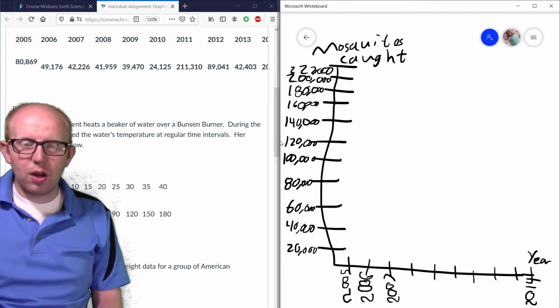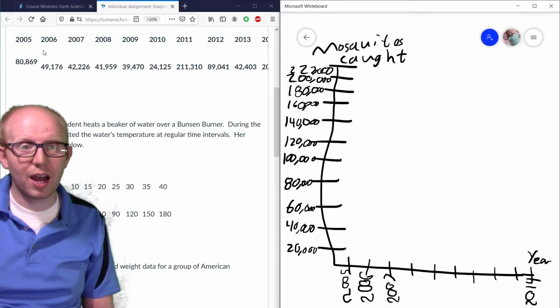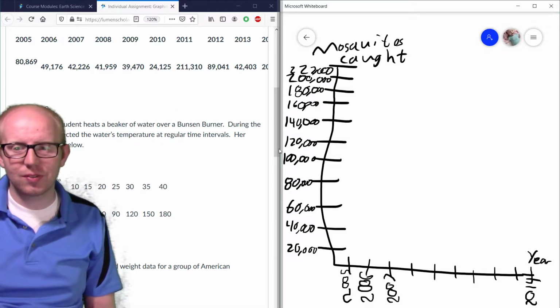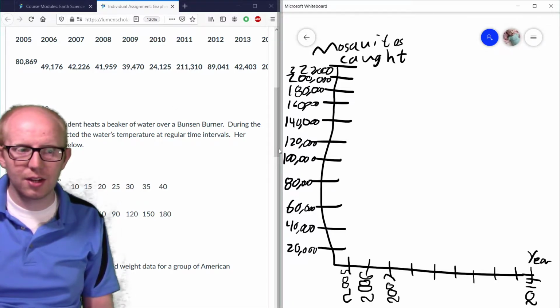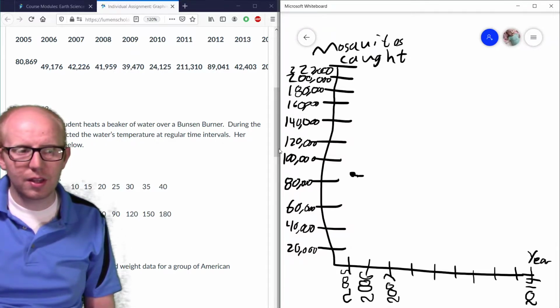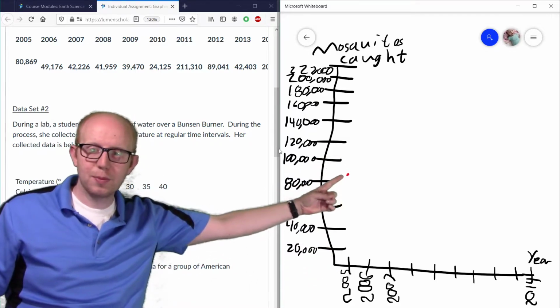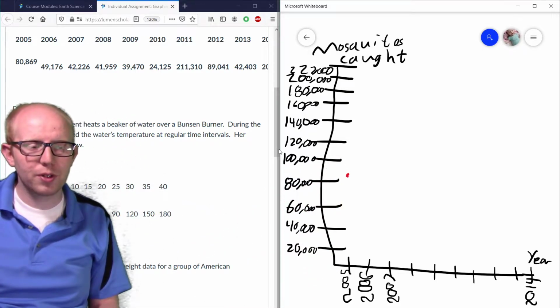All right, so now we have our markings, so all we've got to do is plot the data. In 2005, we are at around 80,000. So I'm going to go to 2005 on the x-axis down here and go up to 80,000. So that's going to be around right there. Let me go ahead and change colors here. So again, I go over to 2005 on the x-axis up to about 80,000. That puts my point around right there.